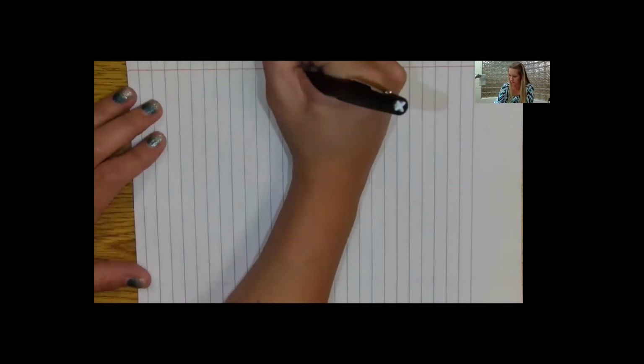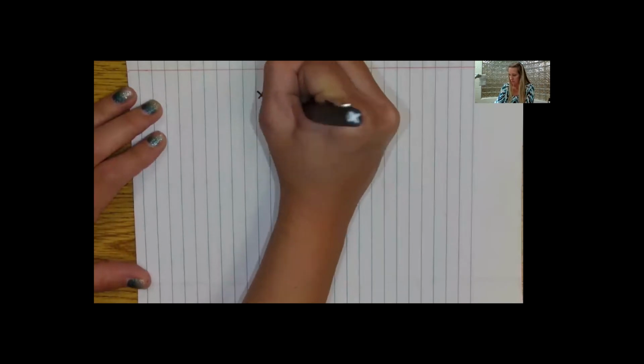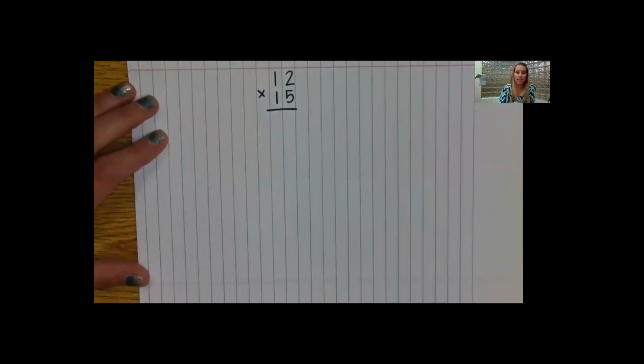Excellent. Today we're going to think about multiplying by multi-digit numbers. Last week we practiced multiplying by 2-digit and even 3-digit numbers. Let's take a moment to review how to find the product of a 2-digit by 2-digit number. On your paper, can you write 12 times 15? Let's use place value and the standard algorithm to solve this problem.